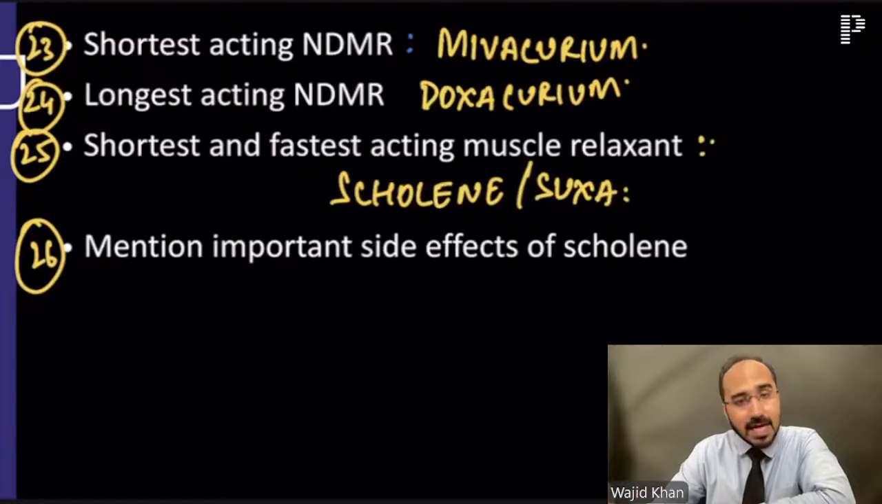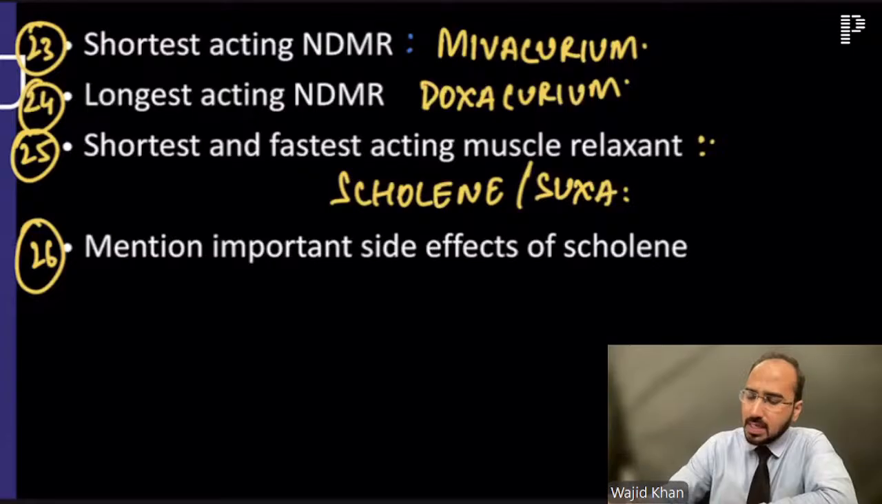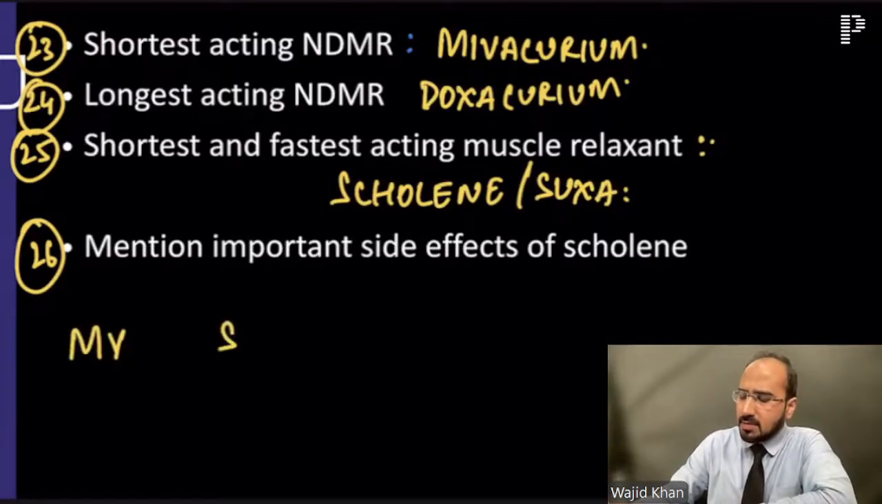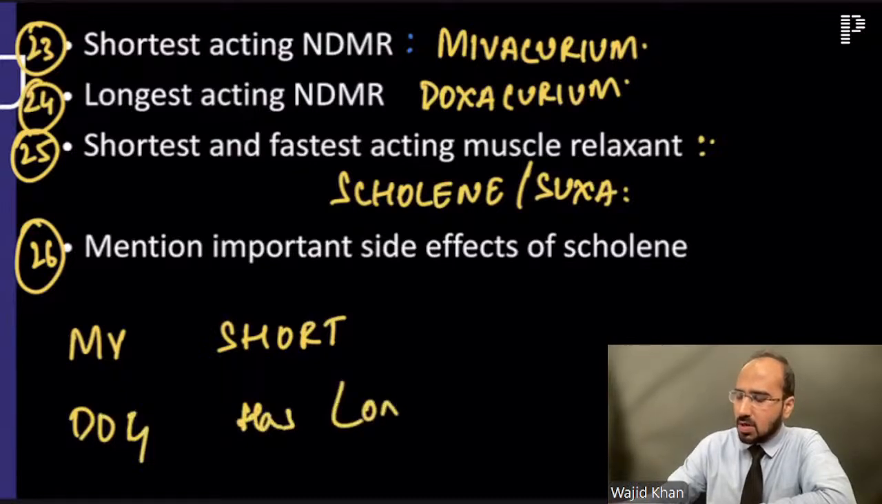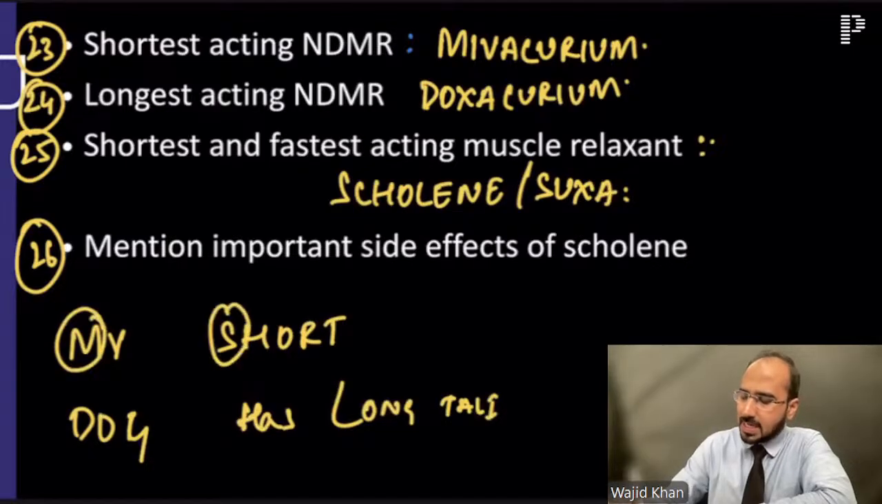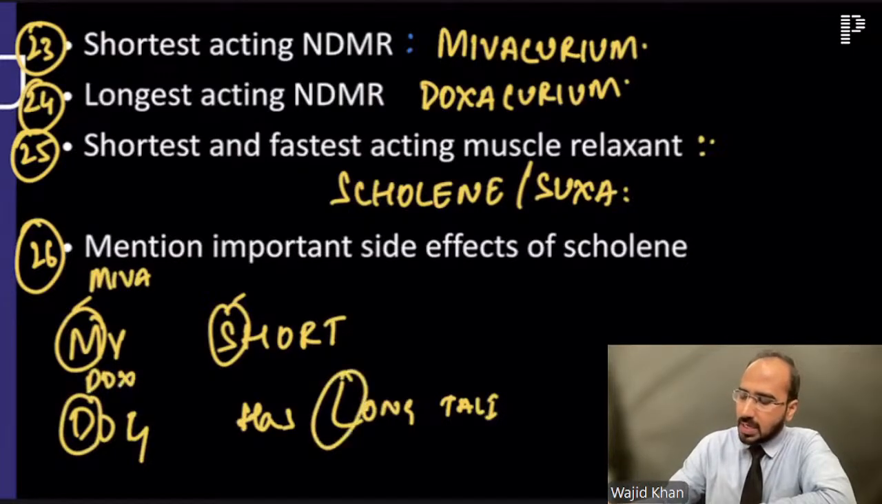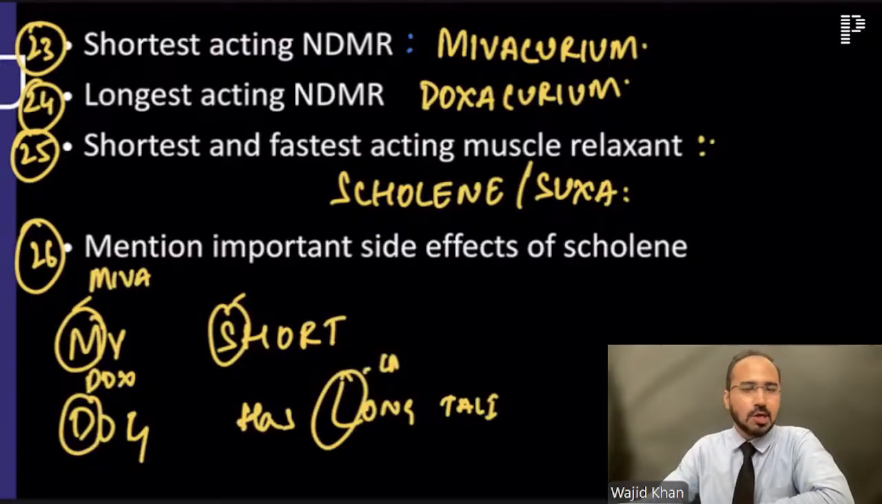Now, look over here. What are the side effects of scoline that we need to remember? But before going towards the side effects, just look over here. If you want to remember the shortest to longest acting muscle relaxant, you can remember like this. My short dog has long tail. Okay? M and S, that is, M stands for Mivacurium, which is shortest acting. D stands for Doxacurium, which is longest acting. Okay, you can remember like this. My short dog has long tail. Anyways, the shortest and the fastest is scoline.